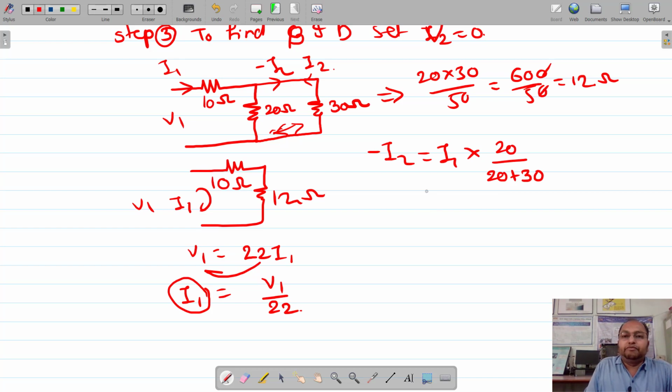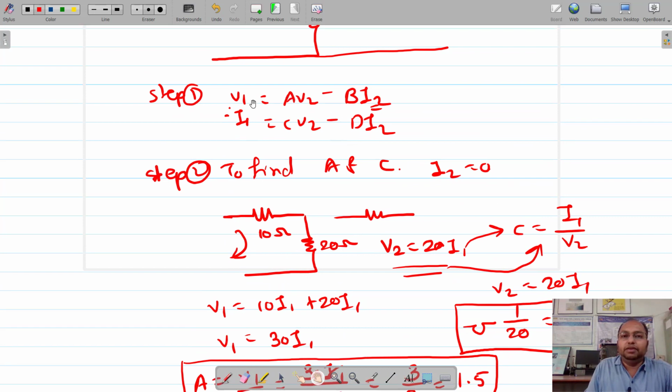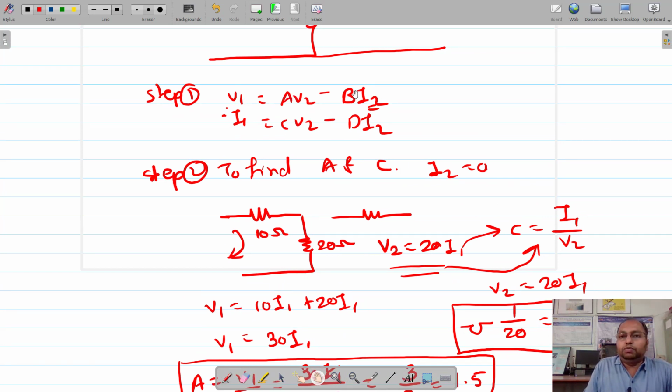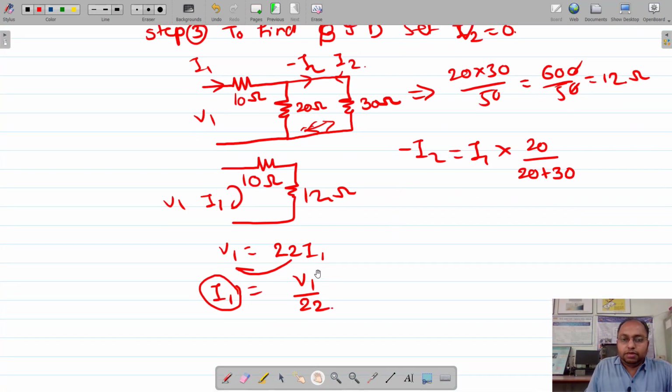Is that fine? Why are we doing this? Because the B term is having the terms V1 and I2. So we must have the equation so that I can have the relation between I1, V1 and I2. Are you getting it? For that purpose, I have rearranged this I1 in such a way that I will be getting the V1 term in that, and then I can put it over here. So let us put V1 divided by 22. I'm going to transfer that V1 to the left hand side, and then I will be getting some relation between that I2 and V1. Is that fine?